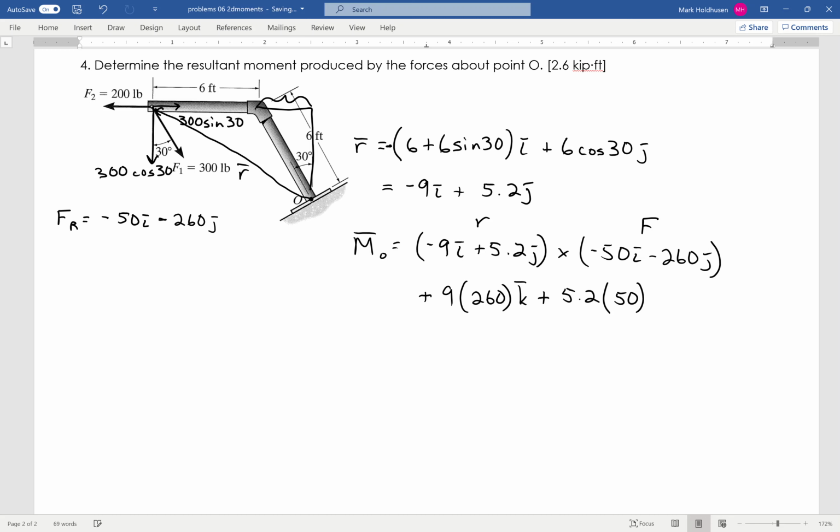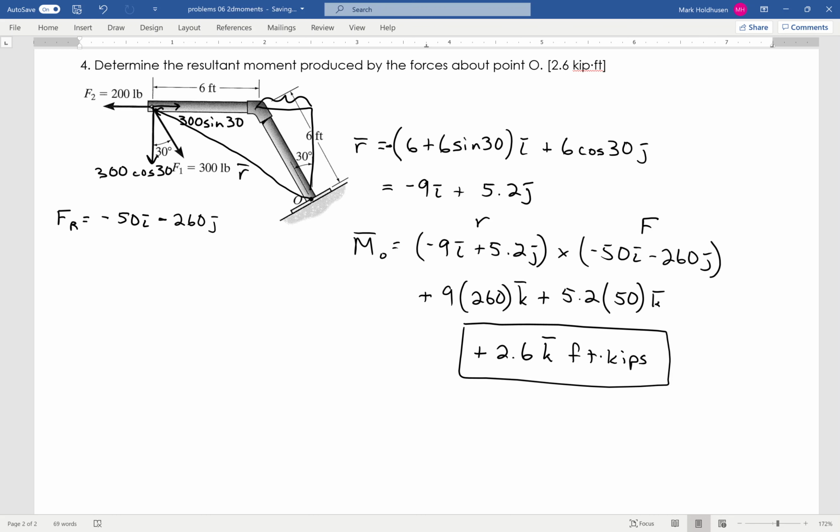And again, that's that J cross negative I, just like I had the negative I cross negative J, that's also in the K direction. When I do that, I get the answer of plus 2.6 in the K direction foot kips. And a kip is 1,000 pounds. Foot is a foot. Okay.